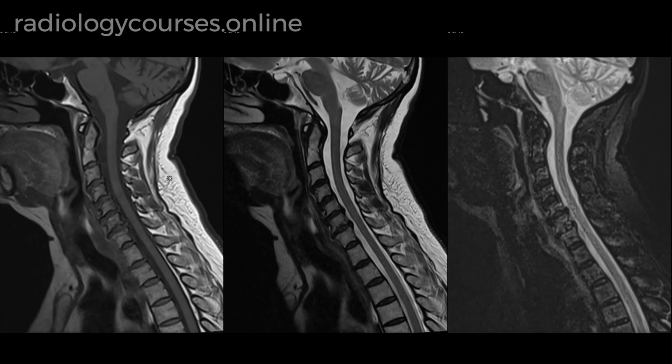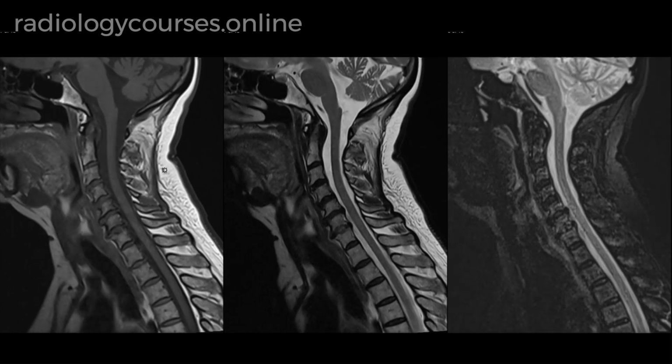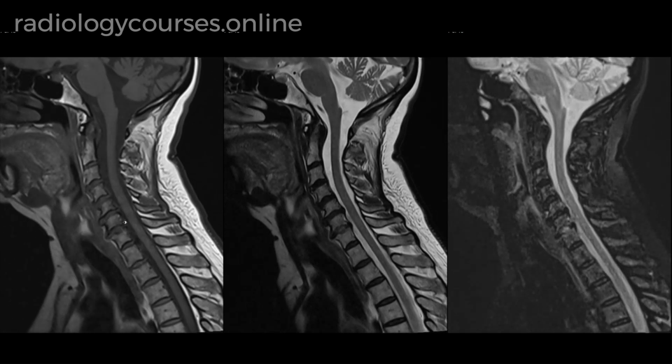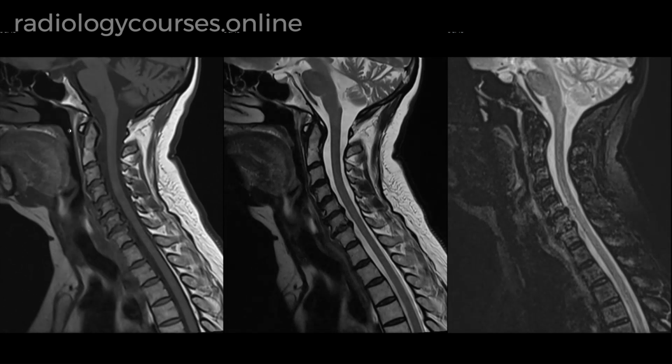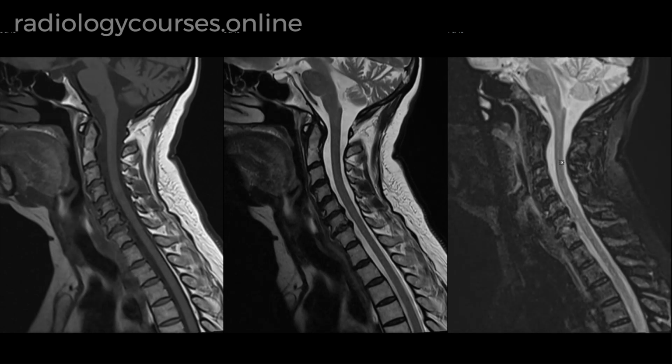Here I would like to show MRI of the cervical spine in a 55-year-old with history of neck pain not resolving. So what I would like to show here is not about the degenerative changes in the disc lesions, but I would like you to concentrate at the atlantoaxial joint and the odontoid process.